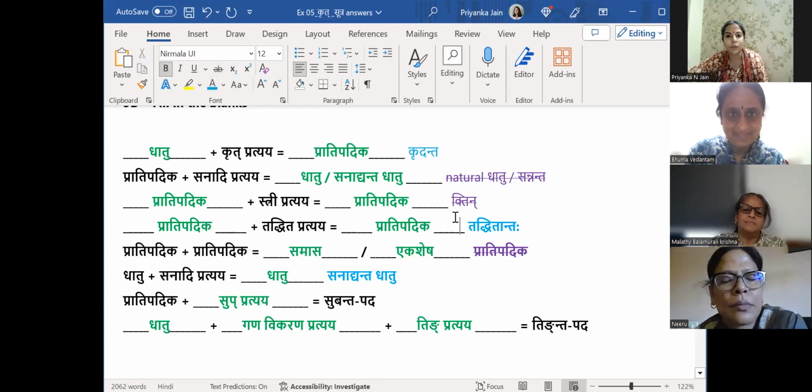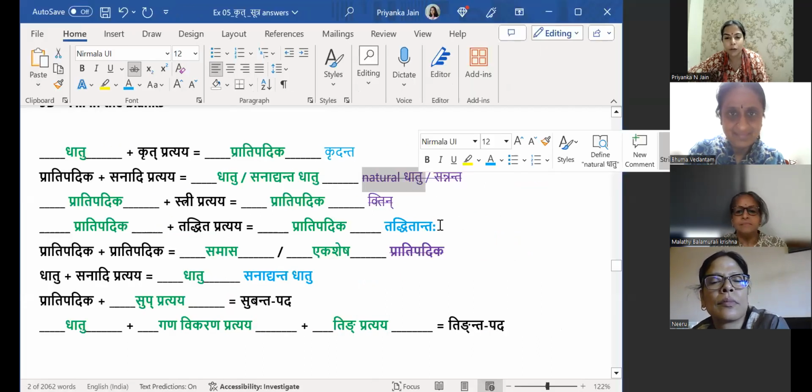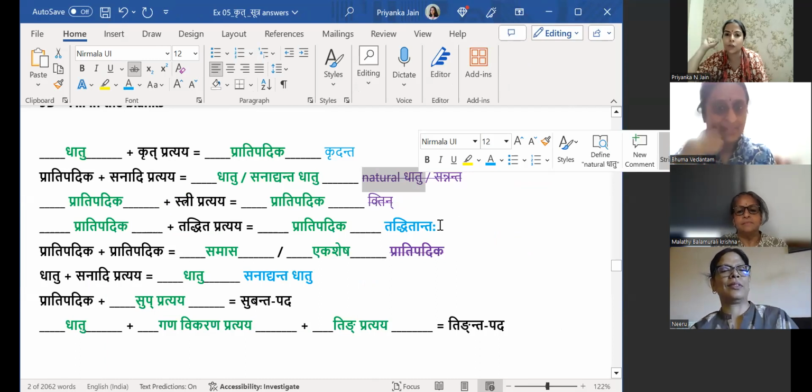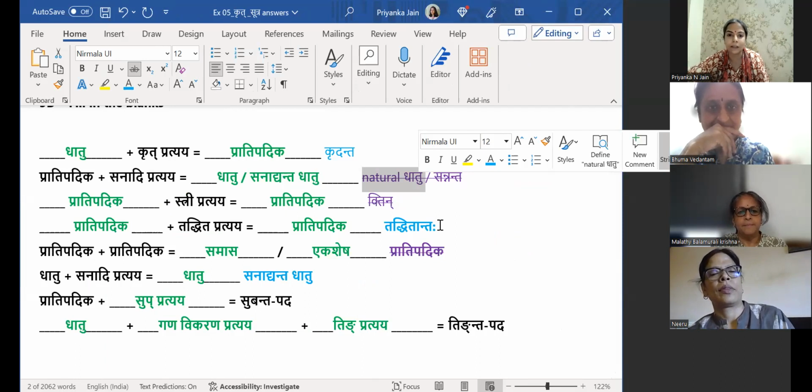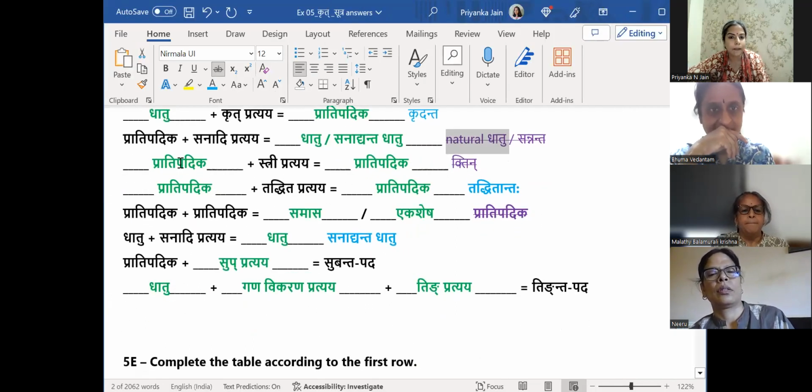That's an alternate option. In this one, Pratipadika plus Sanadi, somebody wrote natural dhatu. I was confused why. It's a derived dhatu, right? It won't be a natural dhatu. Natural are the ones which are there in the dhatu patha. Then here, Pratipadika plus Stri is Pratipadika. Here, I think someone wrote Tin Pratyaya, should I make it blue? Is that also correct, right? Alternate option.